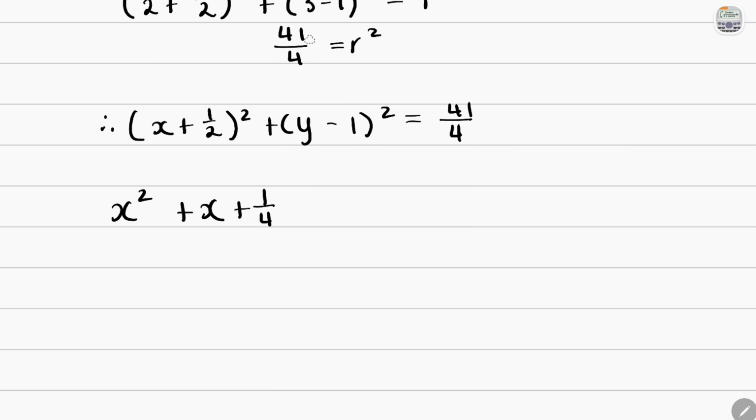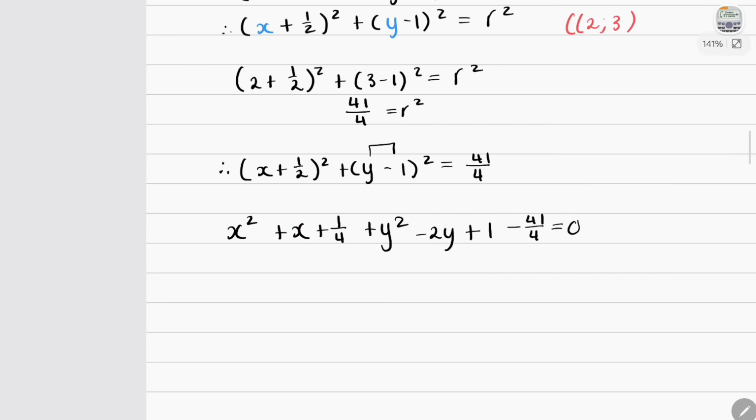And then we have here y all squared would be positive y squared. Negative 1 all squared is positive 1. Then the y times the negative 1 is negative y. Times 2 is negative 2y. Then I'm going to bring this over. So it's minus 41 over 4 is equal to 0.